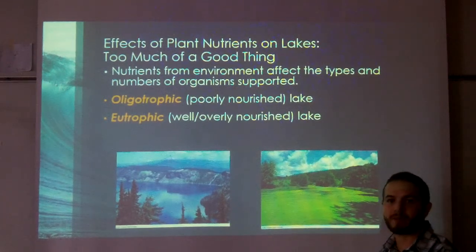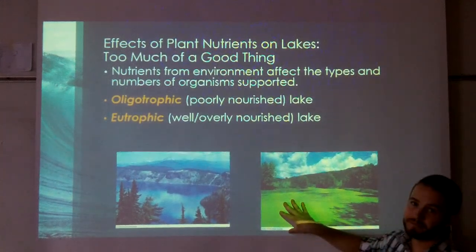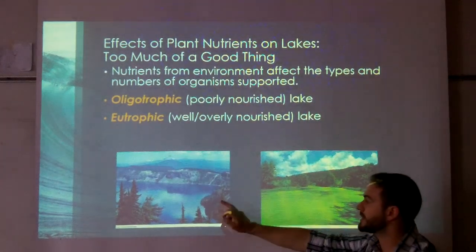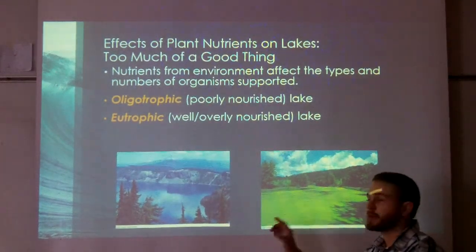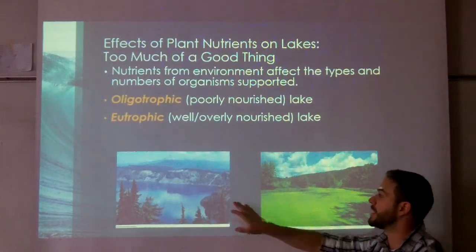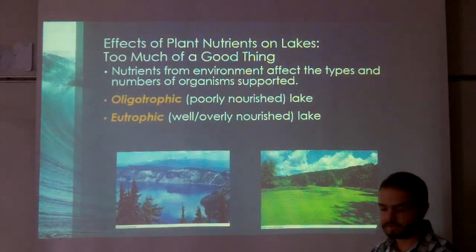And that happens all the time in Florida. So we see these more near the equator. We see these more up north. If you see an oligotrophic lake in Florida, probably means it's newer. And if you see one of these up north, it probably means that that's an old lake.